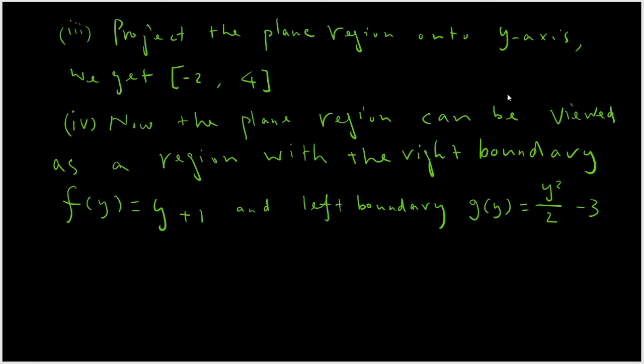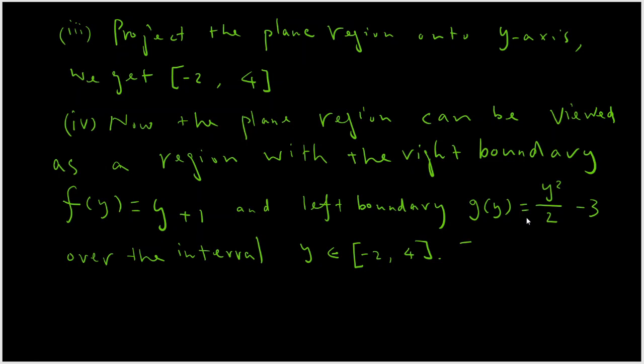I will also specify the interval. The plane region can be viewed as a region with a right boundary and a left boundary over the interval from -2 to 4. I will specify the interval is for the y values. Y on the interval from -2 to 4. It's kind of the summary for all the information we need to set up the integral. We have the function representing the right boundary. We have the function representing the left boundary. We have the interval.